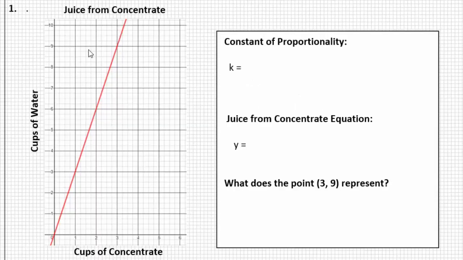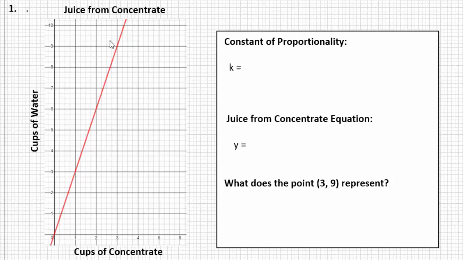So here's our graph. Our x-axis is down here, always the horizontal one. And here's our y-axis. On both of them, we're going by a scale of 1. And this graph is showing us a recipe of making juice from concentrate. So x represents the cups of concentrate needed, and our y-axis represents the number of cups needed. And so here's this red line.